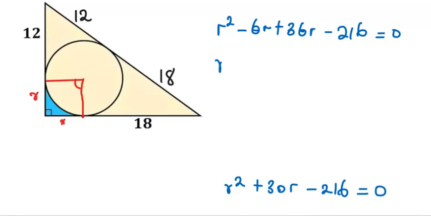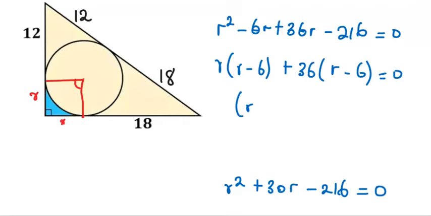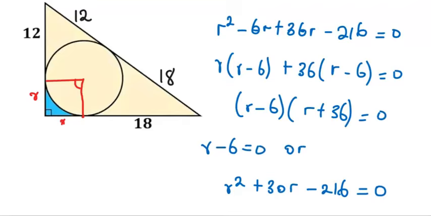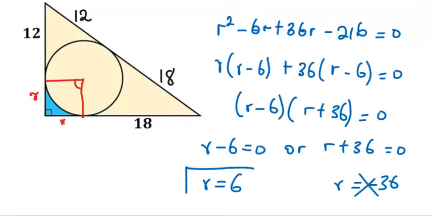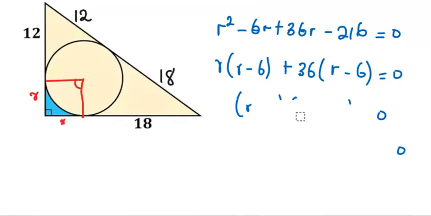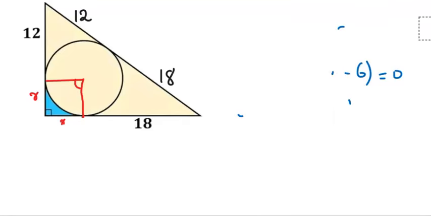So here we factor out r, we get r minus 6, and here we factor out 36, so we get r minus 6, so this is equal to 0. This is factorized as (r minus 6) times (r plus 36), and this is equal to 0. From here, either r minus 6 is equal to 0 or r plus 36 is equal to 0. Remember we need a positive r, so we get r is equal to 6, and here r is equal to negative 36, but this is not a solution. Here is our solution. So we have r as 6 units.